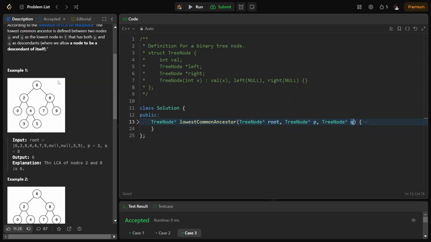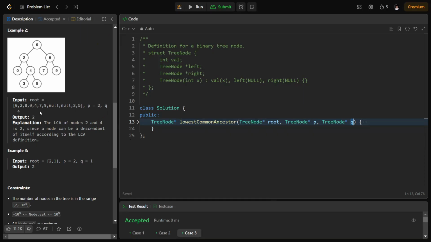Now let's look at this case. If P is 2 and Q is 8, so this node and this node, the root node would itself be the lowest common ancestor because you cannot find an 8 beyond this. 8 is on the right and 2 is on the left. So this is the node itself, which would be the least common ancestor.